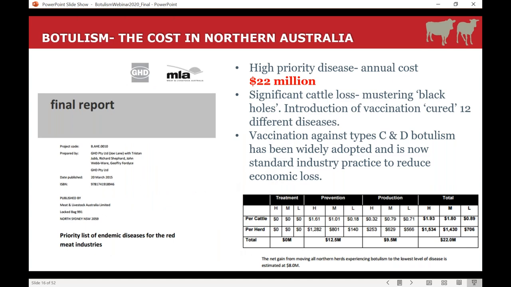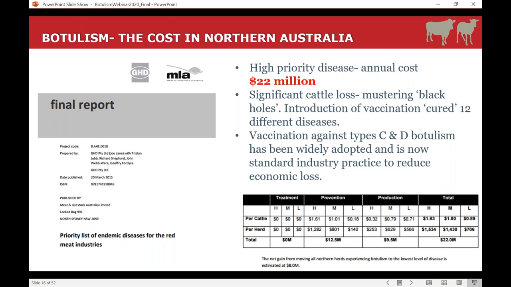The cost of botulism to Northern Australia has been identified by Meat and Livestock Australia to be very significant. We know that from historic reports that before we had botulism vaccines, people used to get what we call black musters, a black hole in their muster when, you know, where had all the cattle gone? And lots of names were talked about for potential reasons why cattle were dying or some of the symptoms they were seeing, and some of them were thought to be plant poisonings.